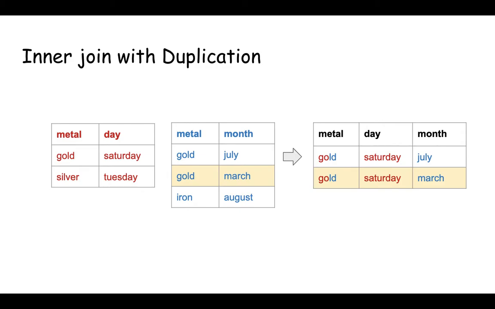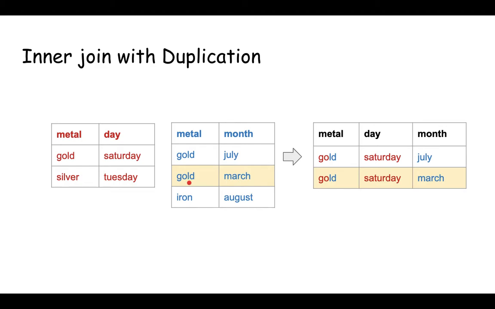Now this is something that you'll probably encounter sometime, and this can happen with any type of join. Here I'm giving one example of inner join only. In previous slides, the keys that we saw, gold and silver, gold and iron, were unique. I mean, they were not duplicated. They appeared just once in that table. However, if you look at the right hand side table here, we have the key gold appearing twice in that table.